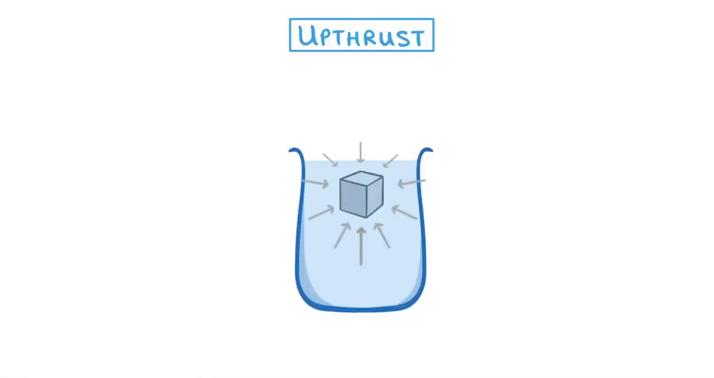Because the bottom of the box is deeper than the top though, the box will experience a larger upwards force from the bottom than it will a downwards force from the top. This means that overall there'll be a resultant force upwards, which pushes the box up. And it's this upwards force that we refer to as the upthrust.